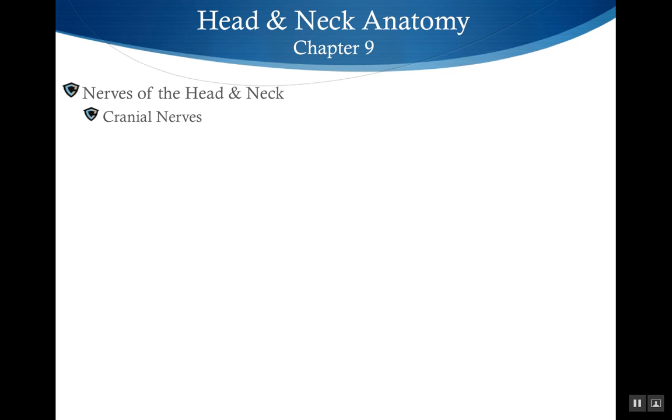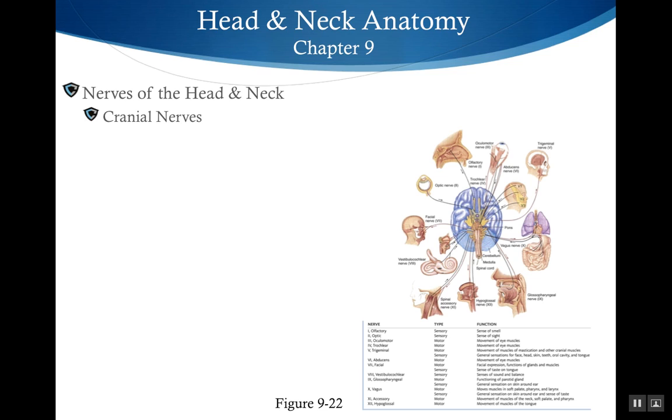The nerves are given names based on the area or the function that they serve, and they're numbered using Roman numerals. Okay, so in dentistry, this is figure 9-22 in your book, and it lists all of the cranial nerves, and you'll see some of them are sensory, some of them are motor, and some of them can be sensory and motor. So I'll let you read what the functions of each of those cranial nerves are. I'm going to hit the high points of the ones that are the most important to us in dentistry.